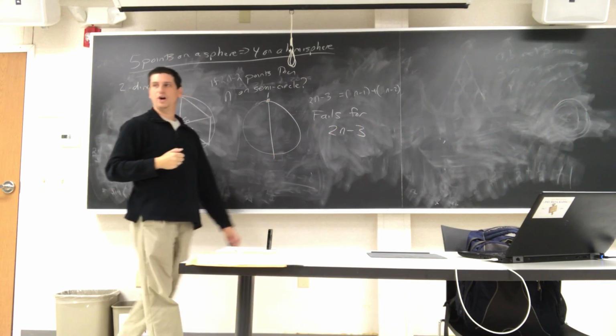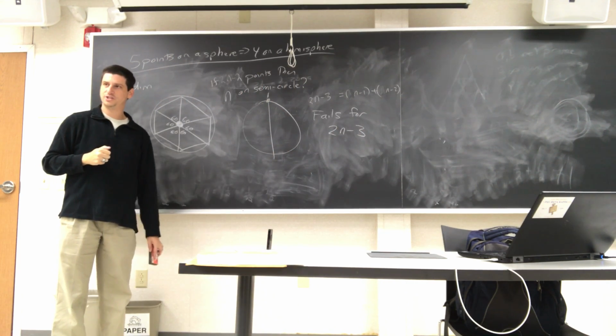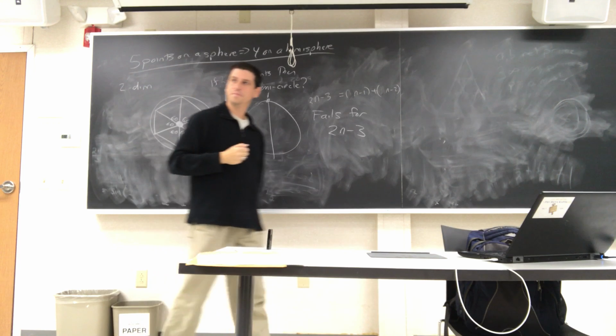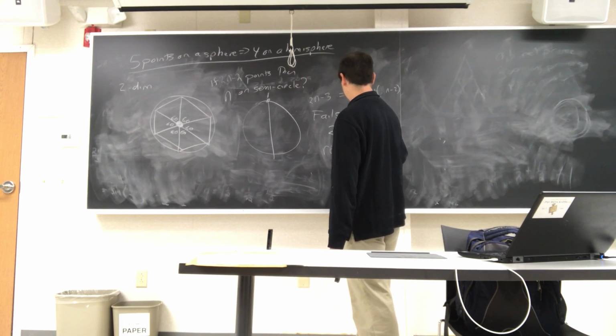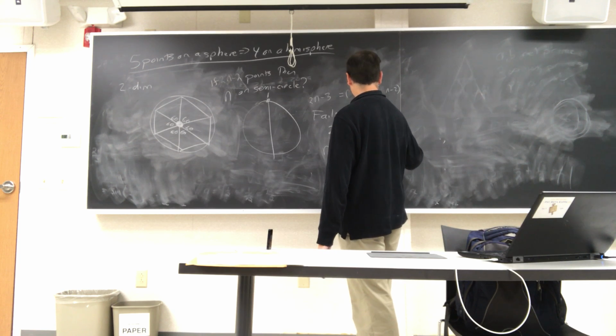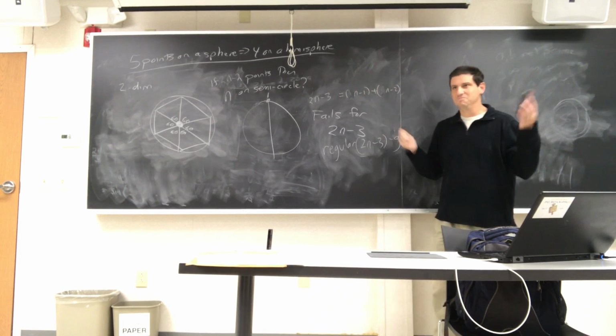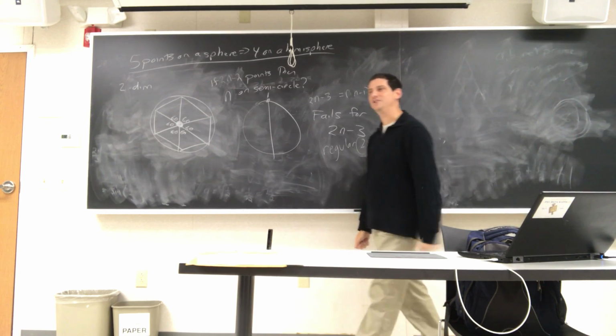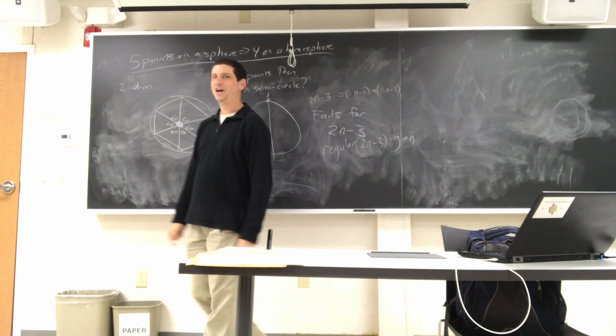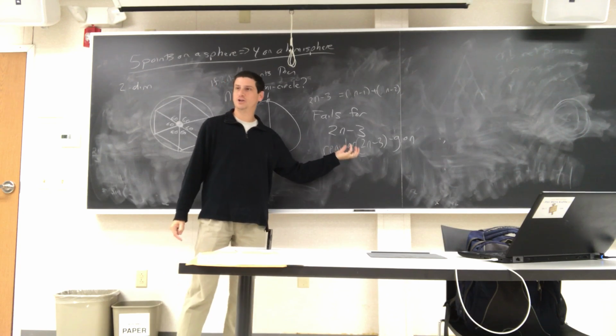So what do you think you should try to show that 2n minus 3 is not sufficient? Prove that a regular 2n minus 3 gon won't have the right number. Yeah, so all you have to do is find one configuration where it doesn't work and you're done. And so the natural thing to try is the regular gons.